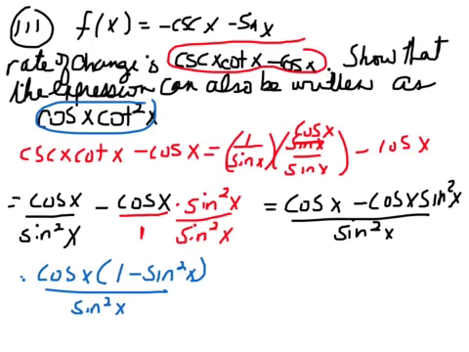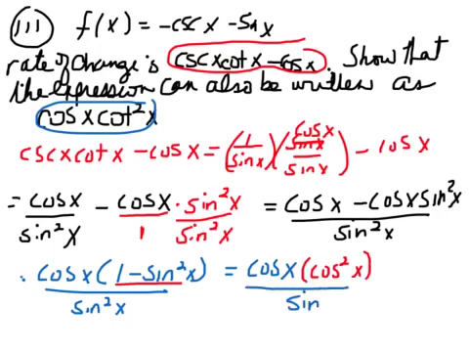Okay. Well, you know what? I know what 1 minus sine squared x is. This much right here, that's cosine squared x. So let me say, okay, I have a cosine x, but I'm going to substitute cosine squared x in for this 1 minus sine squared x, because that's a Pythagorean identity. Sine squared x plus cosine squared x is 1. So 1 minus sine squared x would be cosine squared x. And now I got that all over sine squared x.